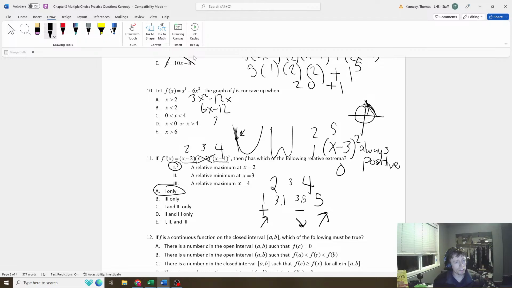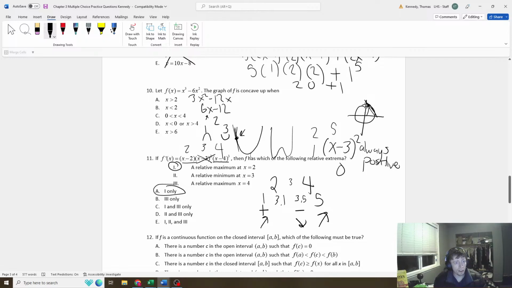3x squared minus 12x, the second derivative is 6x minus 12, so 2 is our potential inflection point. And if you test 1 and 3 in this function, 1 would give us a negative, so that's concave down, and 3 would give us a positive, so that's concave up.